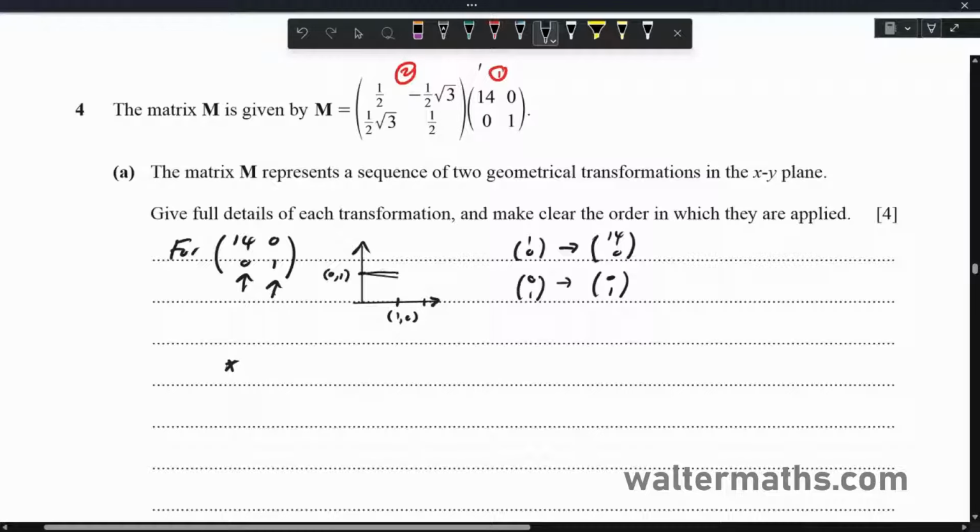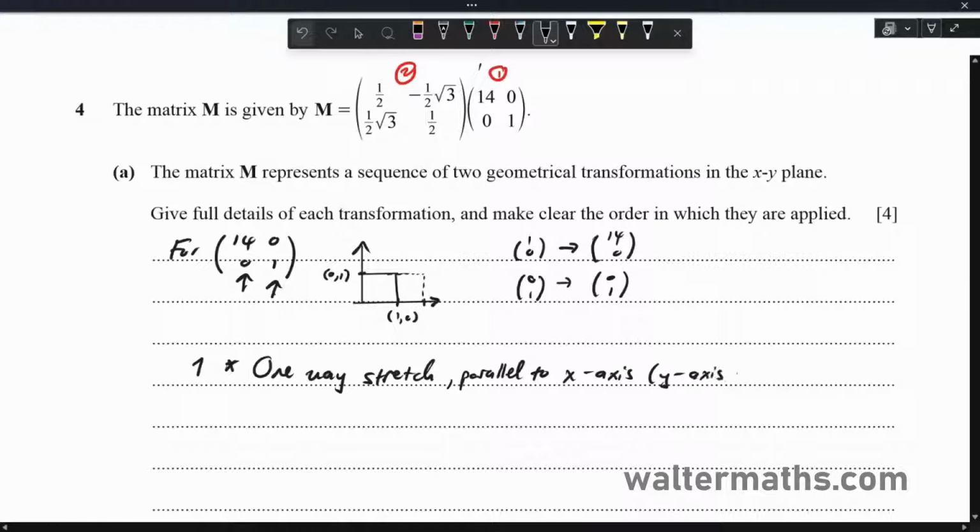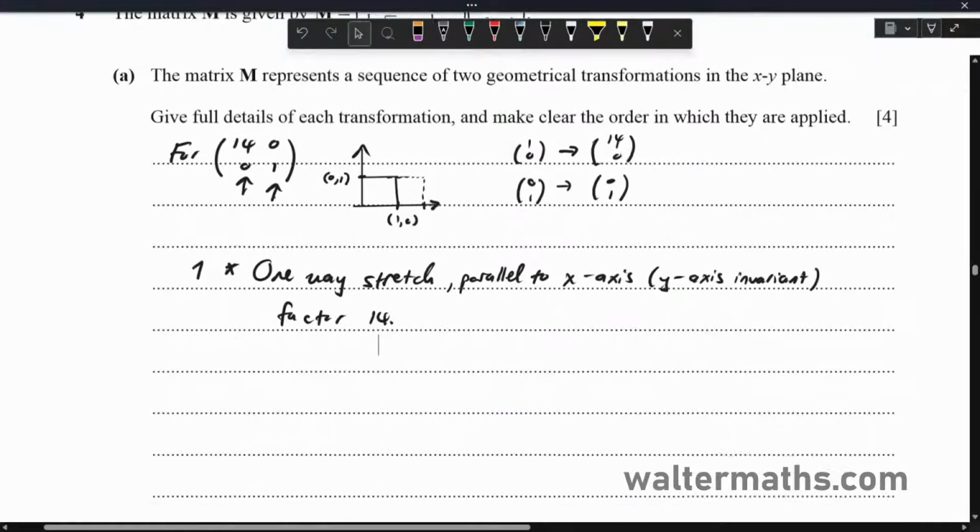If we had an original diagram, an original shape, say a unit square, it is being stretched in a one-way stretch in the x direction. So I'm going to say that it's a one-way stretch. That's transformation number one. One-way stretch parallel to the x-axis with the y-axis invariant and with a factor of 14. So that's the first transformation.